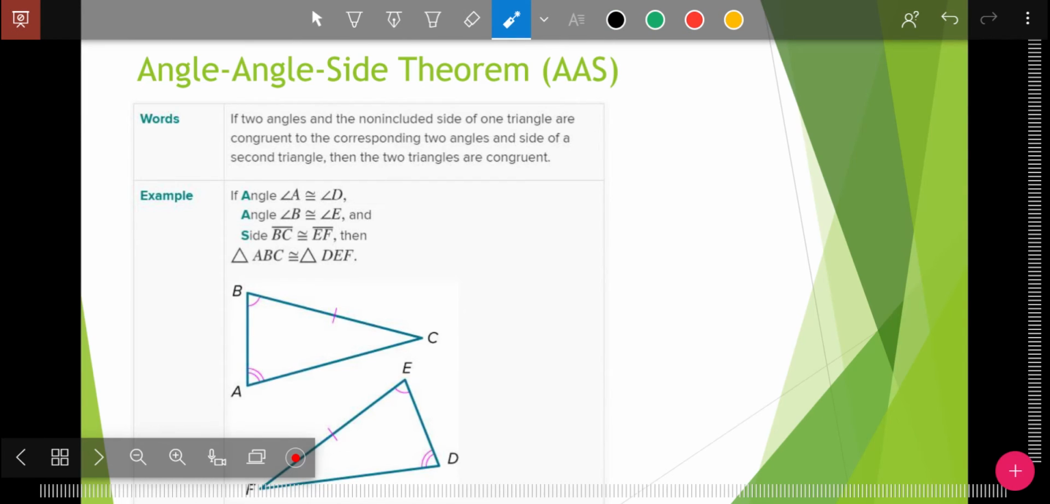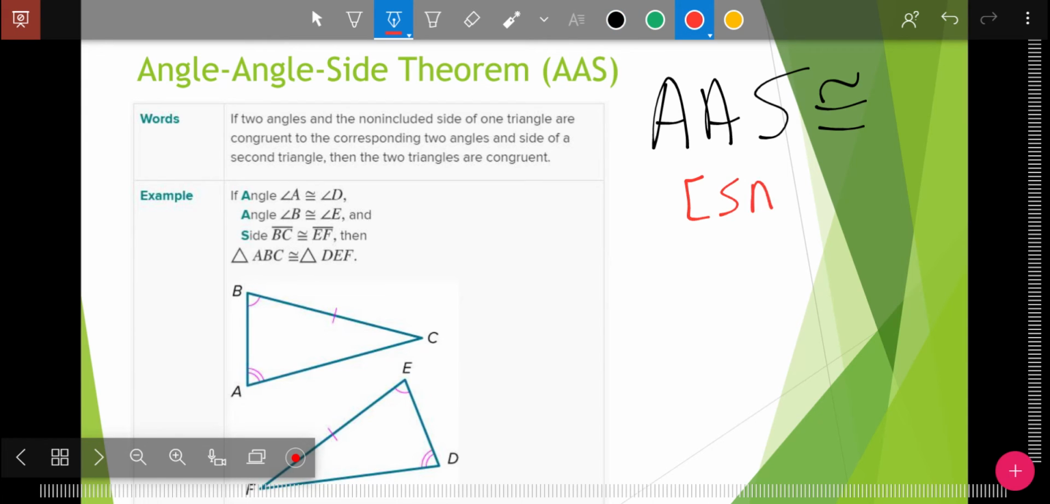And then the next one here is angle, angle, side congruence. Now I want to put a side note in here that this could also be SAA. It doesn't matter which order you put the letters. So angle, angle, side, and side, angle, angle are the same thing. Why do we usually call it angle, angle, side? Because some mathematician long ago decided that.